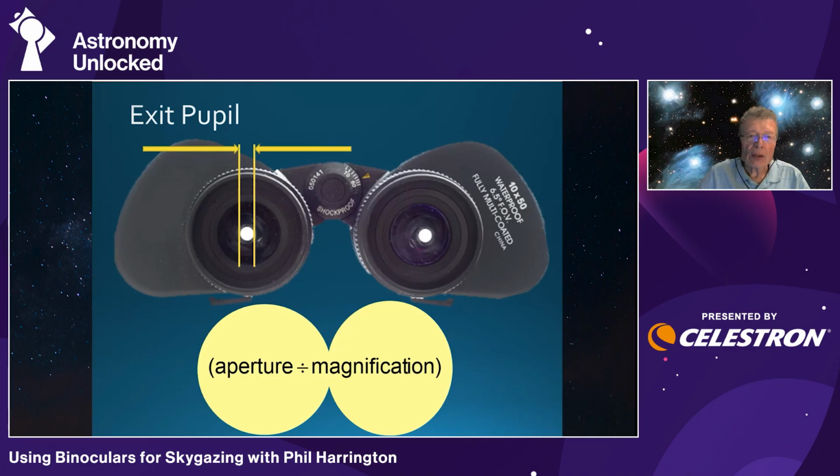You simply take those two numbers, aperture, and divide it by magnification. Let's go back to my 7 by 35 binoculars. 35 millimeter aperture, divided by magnification, which is 7. And so the exit pupil is 5 millimeters. Go back to the other example of 7 by 50 binoculars, 50 for the aperture divided by magnification. So 50 divided by 7 is about 7.1, something like that.